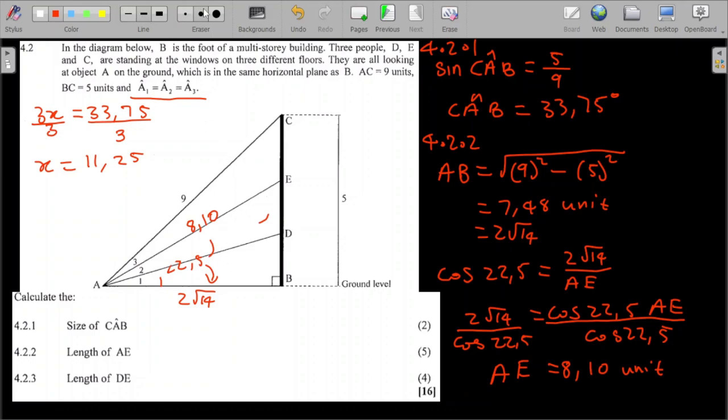So now let's go and answer the other question. The last question here, they're asking us now to find the length of DE, which is this length that is here. Let me just write it like this. This is the length that we are looking for. So to find that length, let me first clear the space so that we can have room to write it down.